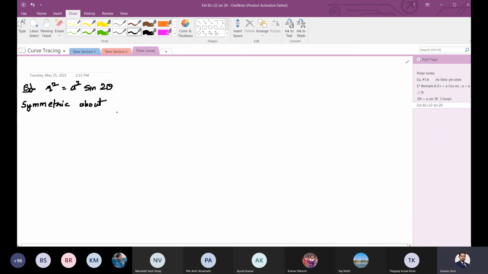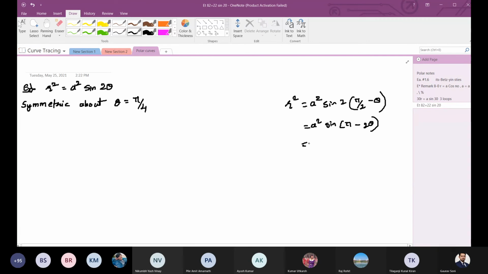Is it symmetric about theta equal to pi by 4? So r square is equal to a square sine of, what do we have to replace? Pi by 2 minus theta. So this is a square sine of pi minus 2 theta. Sine 180 minus theta gives sine 2 theta. So the equation remains same. So it is symmetric about the line theta equal to pi by 4.